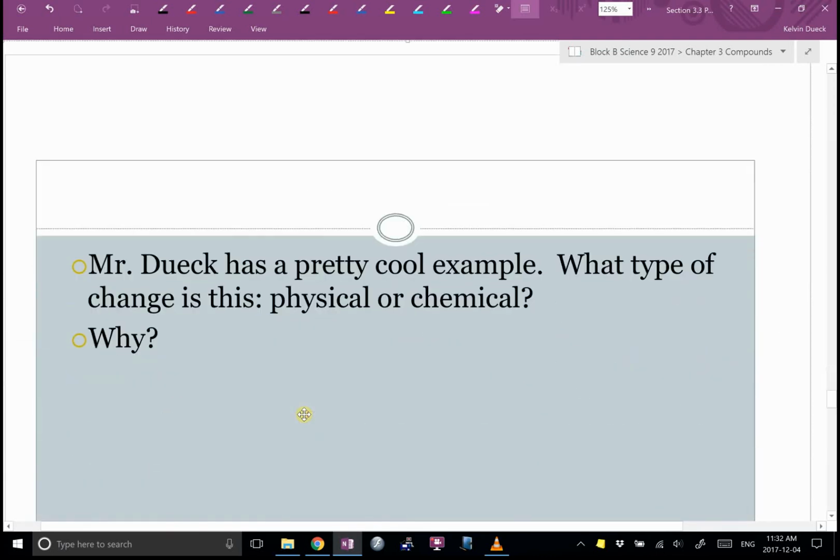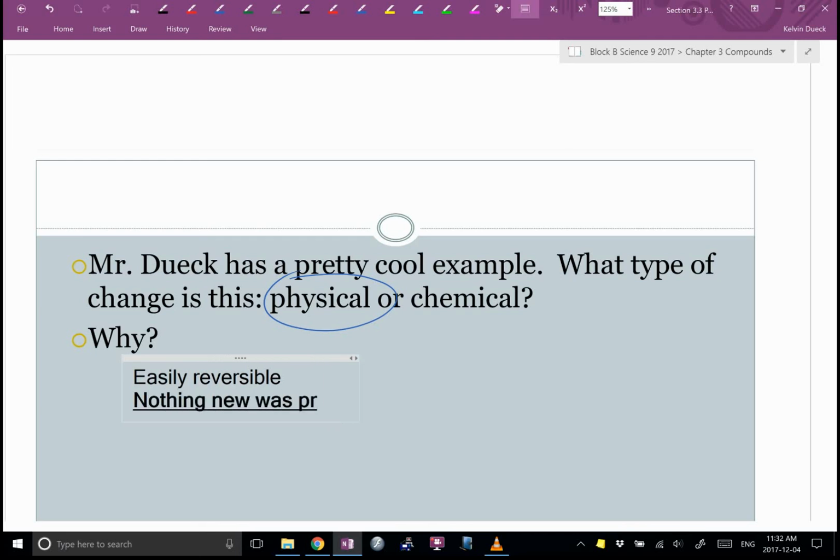Mr. Duke has a pretty cool example. You already have it. What type of change was this one? Physical or chemical? Your heat packs. Okay, physical. Why? Easily reversible. And here is the key one. I'll even boldface and underline this. Nothing new was produced.